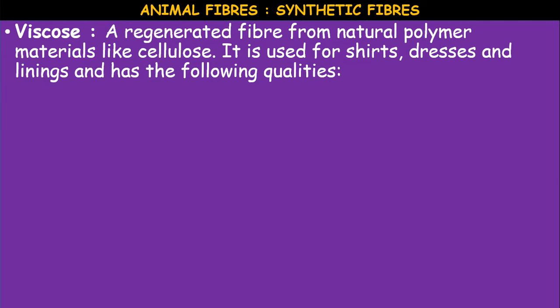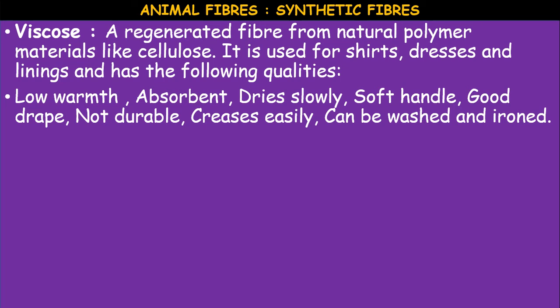Now come to the sources of the synthetic fibers. Viscose, a regenerated fiber from natural polymer material like cellulose. It is used for shirts, dresses, and linings. It has the following qualities: low warmth, absorbent, dries slowly, soft handling, good drape, it's not durable, creases easily, can be washed and ironed.